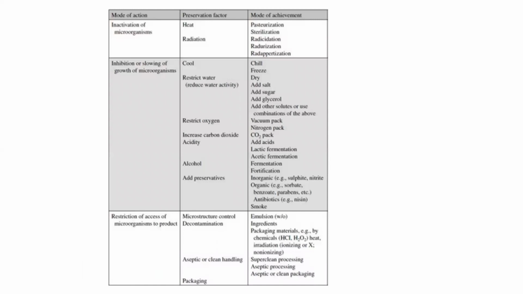So this is a table which shows the classification of preservation factors. What is the mode of action, what are the preservation factors used, and which method or mode of achievement is used. The first one is inactivation of microbes by using heat or radiation, and the processes involved are pasteurization, sterilization, etc. Next is inhibition or slowing of growth of microbes, which is done either by chilling, freezing, drying, addition of salt, sugar, fermentation, etc.